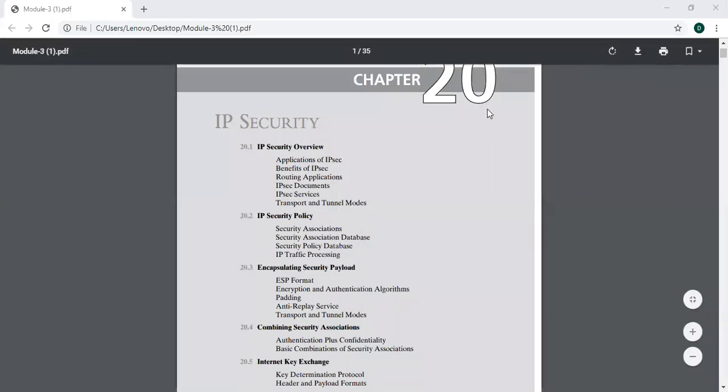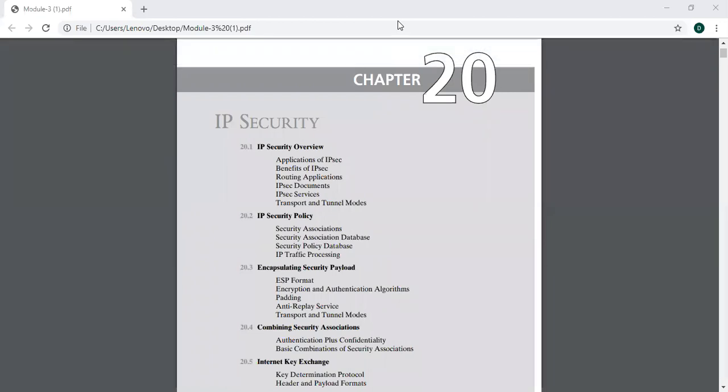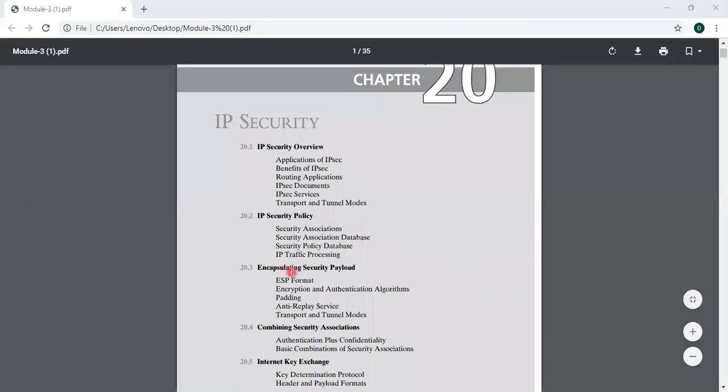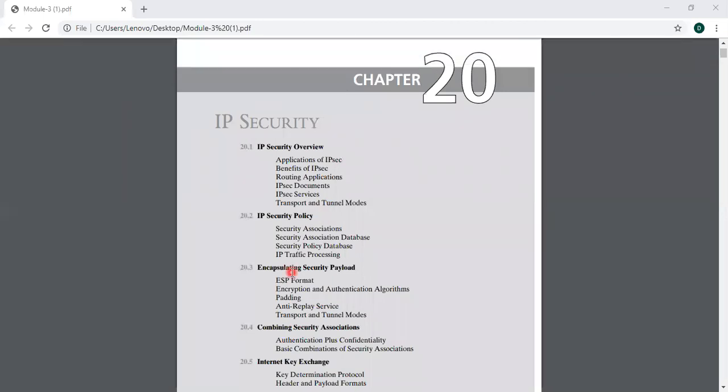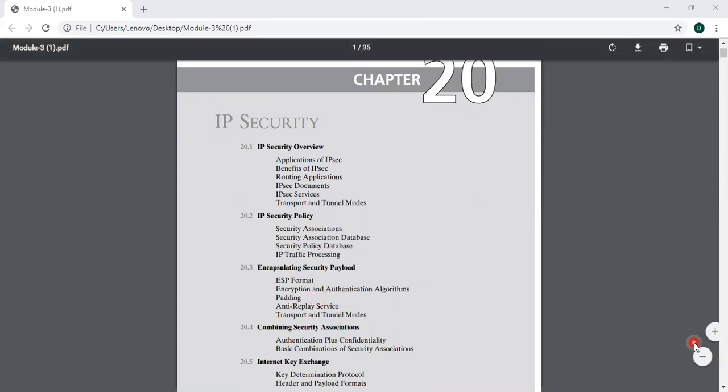In today's class, we will be discussing encapsulating security payload. Here we will be discussing the encapsulating security payload format, encryption and authentication algorithms, and what is padding, what is a replay service, and what are transport and tunnel modes.